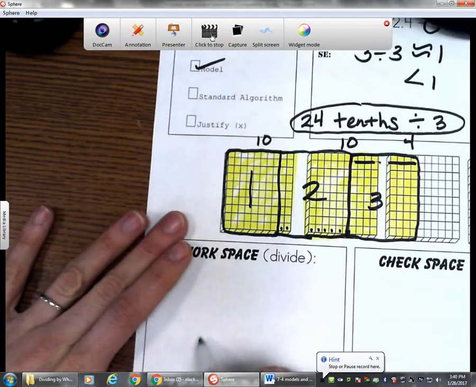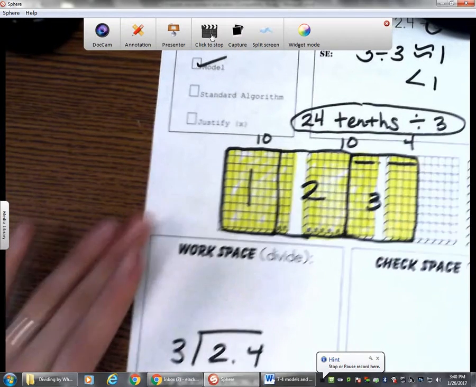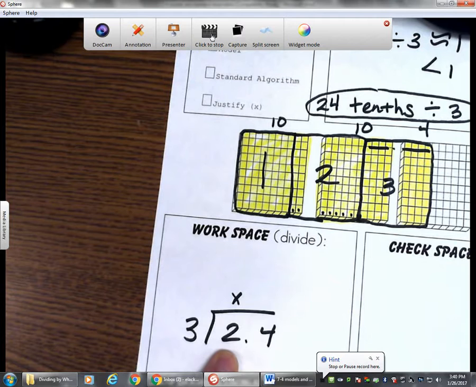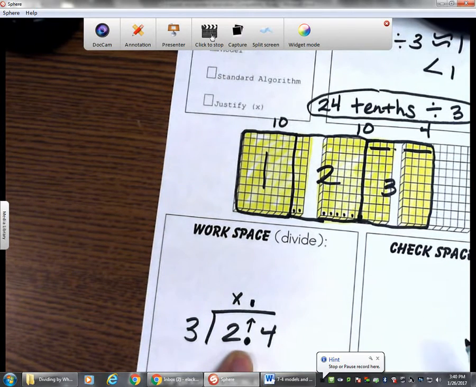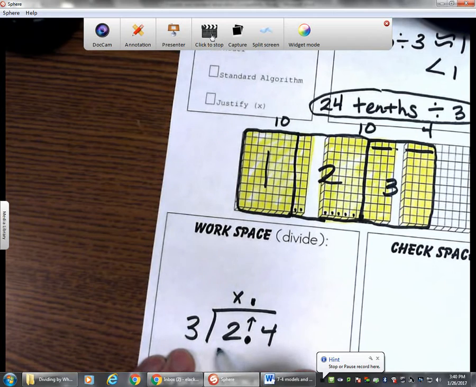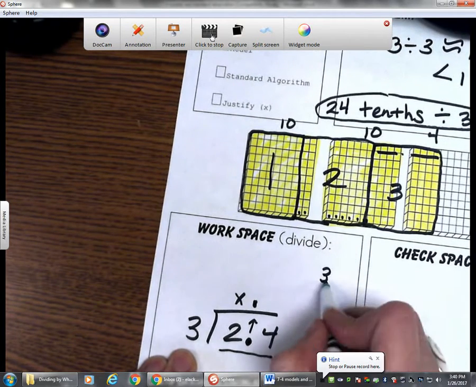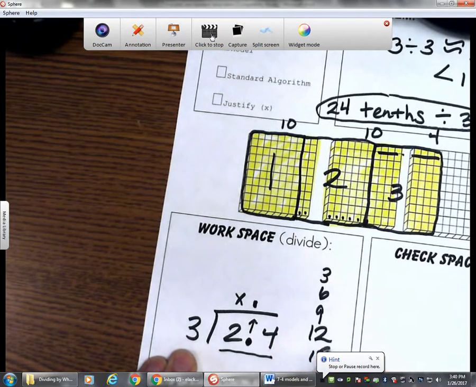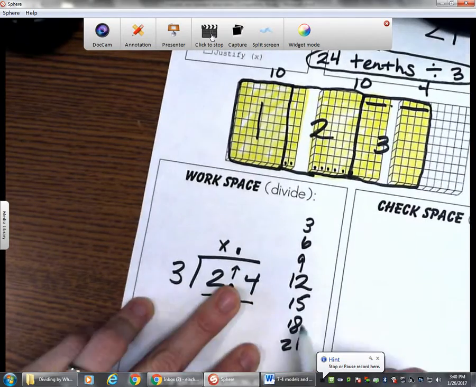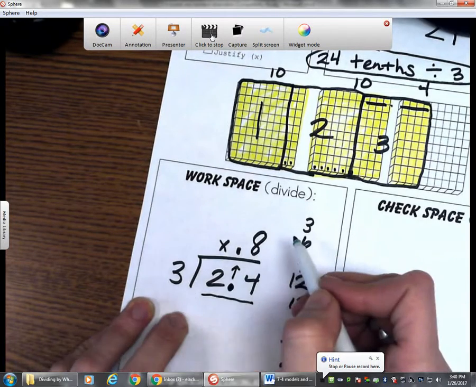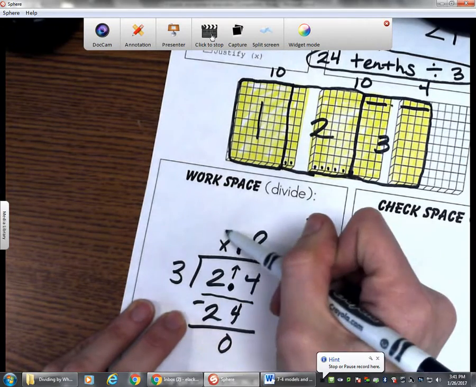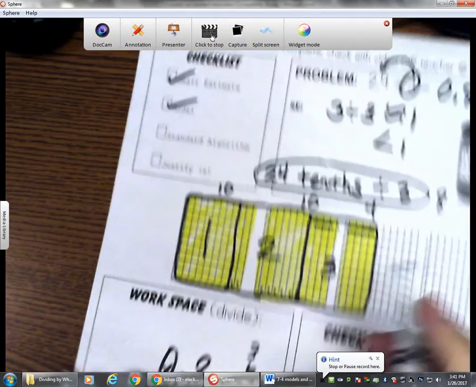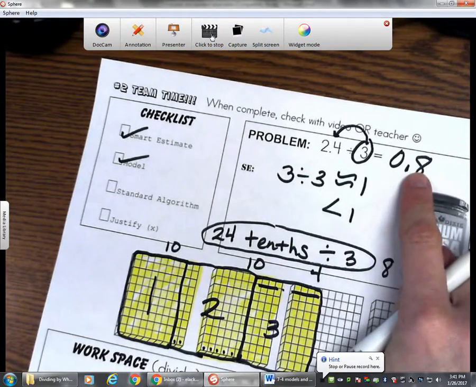Standard algorithm, 2 and 4 tenths divided by 3. 3 doesn't go into 2. I can't touch the 4 or I will get zapped. I need to first make the decimal jump. Now I can say 3 goes into 24, and if you need to count your multiples, 3, 6, 9, 12, 15, 18, okay, 21, 24. It goes in 8 times, and 8 times 3 is 24. Subtract, you get 0. Again, my answer is 0 and 8 tenths, matching my model.